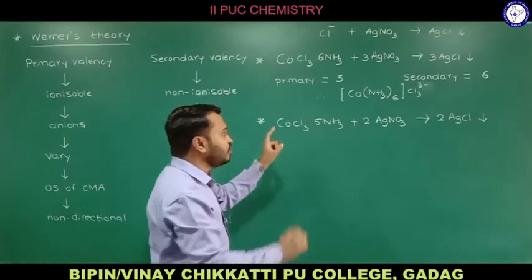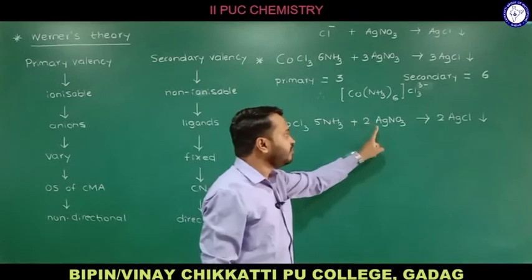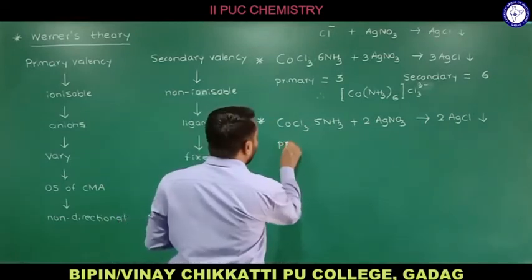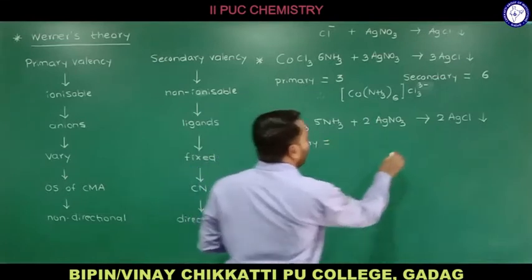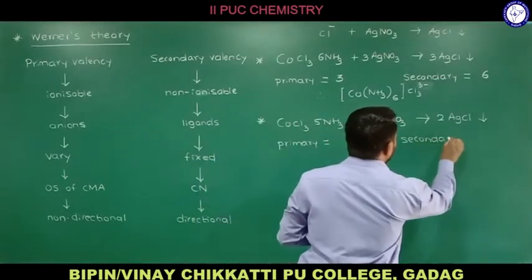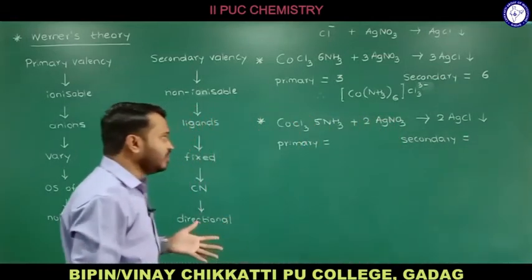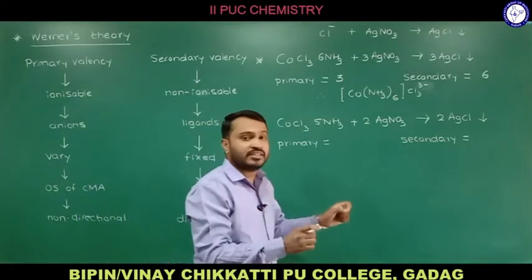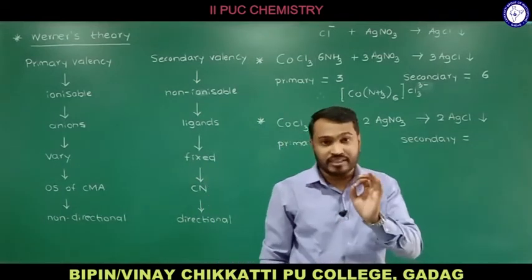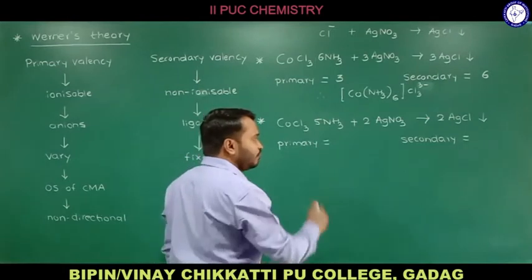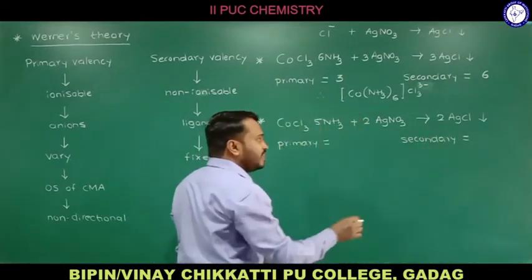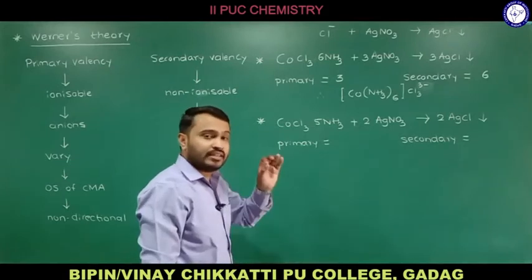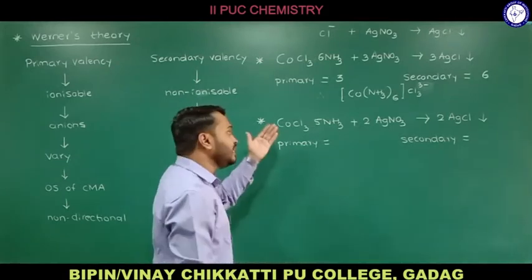So in this particular reaction, 1 mole of this coordination compound has been treated with 2 moles of AgNO3, and we get 2 moles of AgCl. Based on this reaction, we'll predict the primary valency of cobalt and the secondary valency of cobalt. We need to follow the same principle that we applied for the previous example. Primary valencies are ionizable, secondary valencies are non-ionizable. Primary valencies have to be satisfied by anions, whereas secondary valencies have to be satisfied by ligands. Now, based on this reaction, 2 AgCl means in the precipitate we have 2 Cl minus ions. So there should be 2 ionizable chloride ions in the original compound.